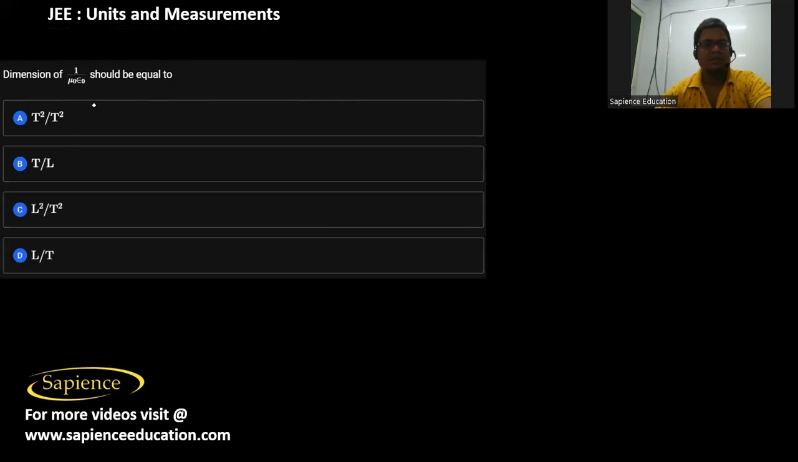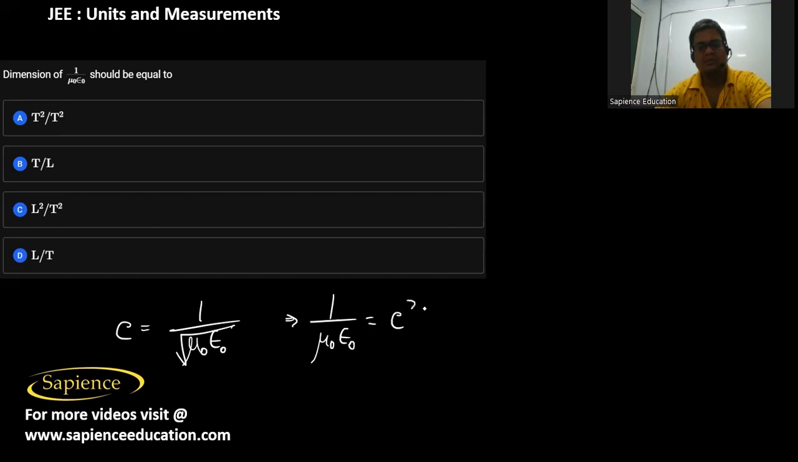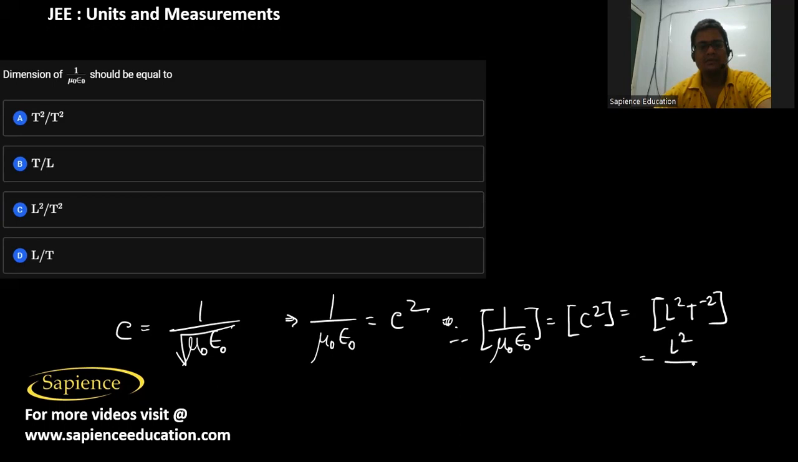Then here it is told the dimension of 1 by mu naught epsilon naught is. As we know, the speed of light c is 1 by root over mu naught epsilon naught. So therefore 1 by mu naught epsilon naught is equal to c square. So it is the square of the speed of light. So the dimensional formula for 1 by mu naught epsilon naught is the dimensional formula for c square. So that is L square T power minus 2, or I can say L square by T square. So option C is the correct answer.